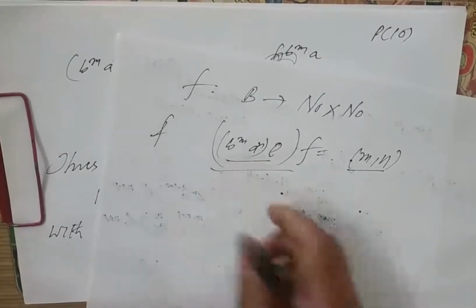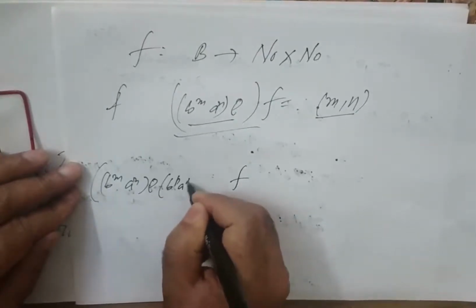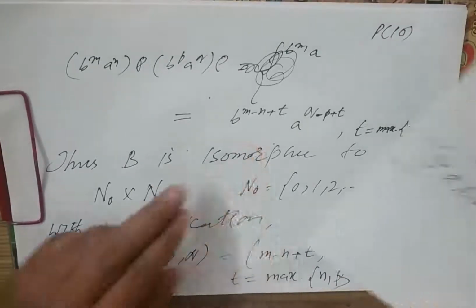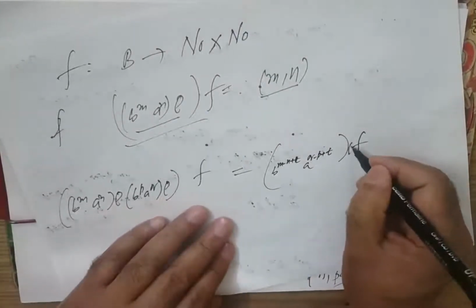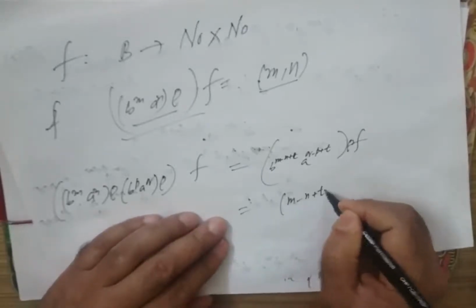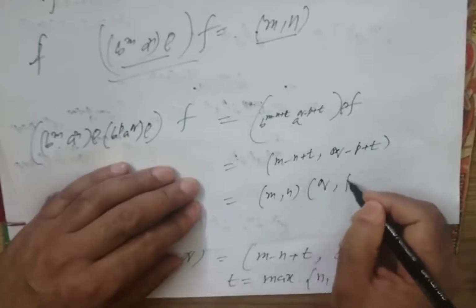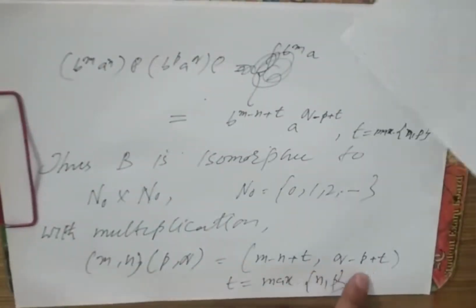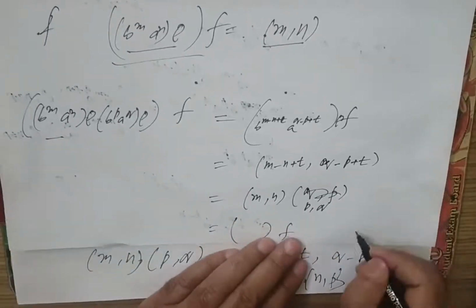If I take the product here, if you want to see this, the product of two elements, row class of b power m a power n and row class of b power p a power q. f of the product is equal to f of, by the definition of product, b power m minus n plus t into a power q minus p plus t, where t is the maximum. Now this is equal to (m minus n plus t, q minus p plus t), and this is actually equal to (m, n) into (p, q), because the product is like this. That's equal to f of the row class of the first element times f of the second.